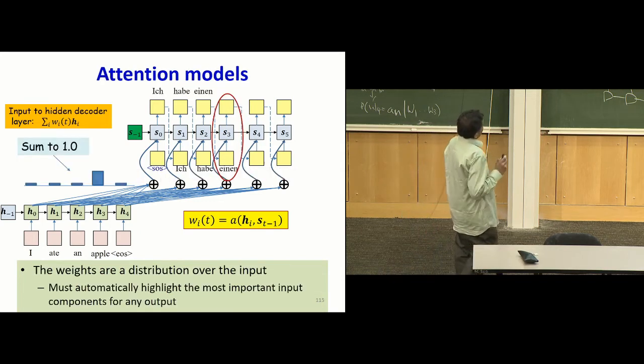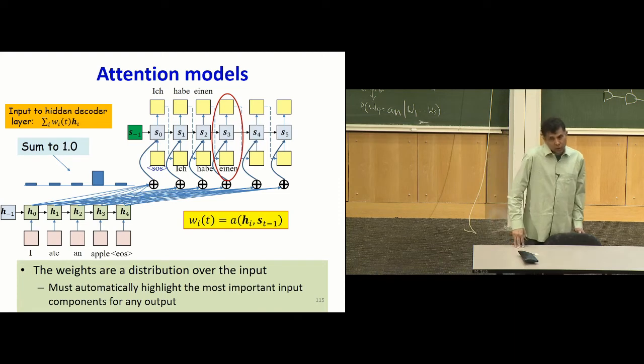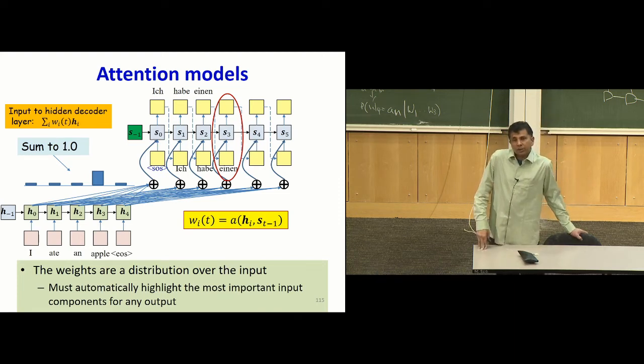Now, we have another requirement. You don't want arbitrary weights. You want the weights to actually represent a distribution, when we want to compute a weighted average of the hidden representations of the input. Now, if you want to compute a weighted average, it means that the weights must sum to 1. In other words, the weights must represent a probability distribution.